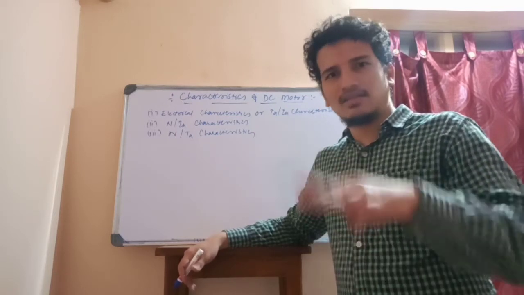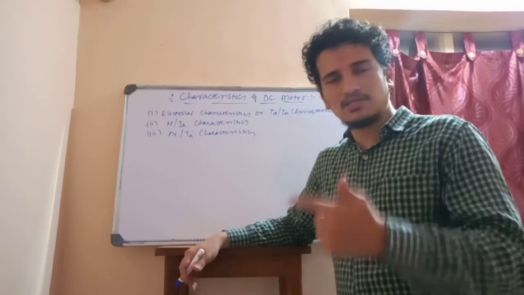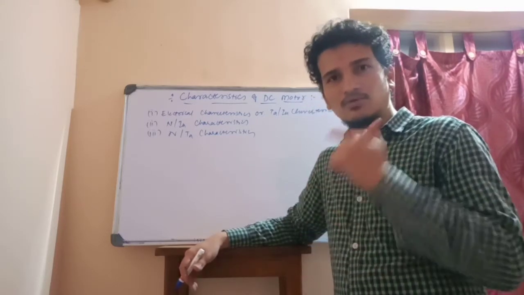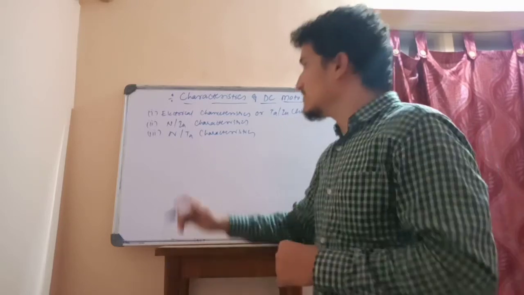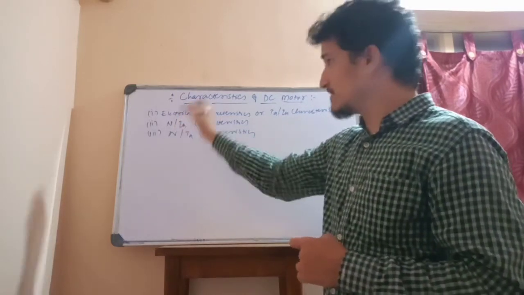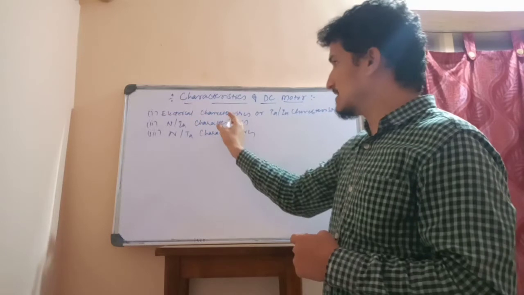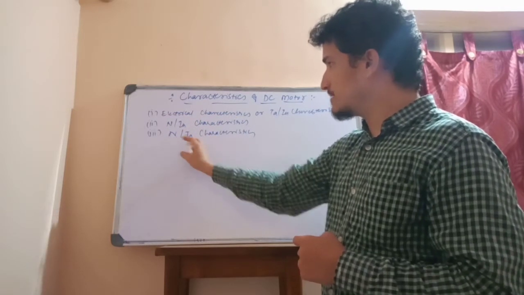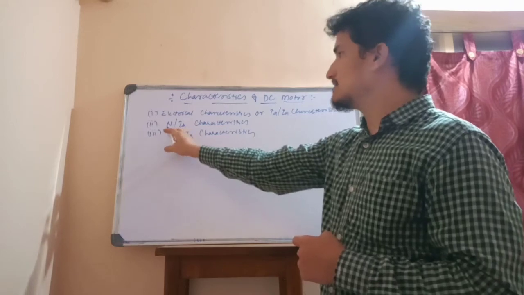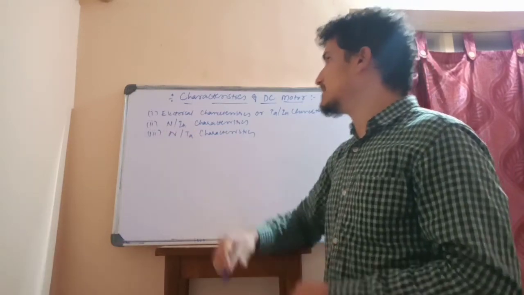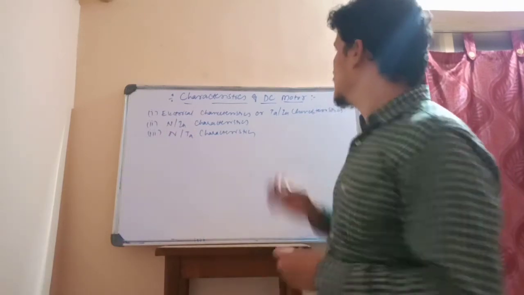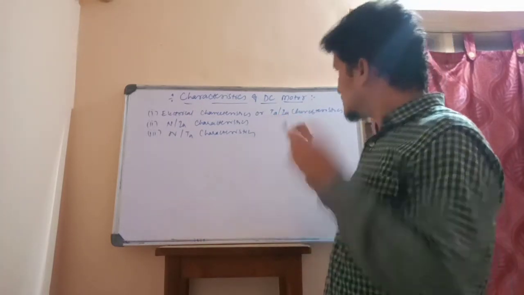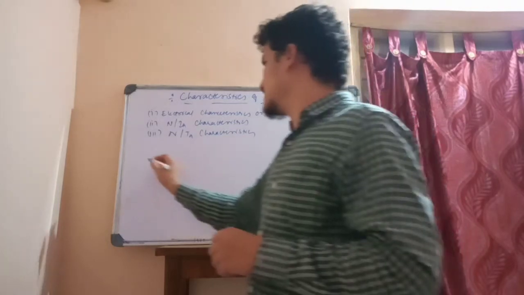So we have already seen three types: shunt type, series type and compound type. Now we shall learn about the shunt type DC motor characteristics. There are three classified characteristics: electrical characteristics and mechanical characteristics, that is speed versus torque characteristics, and the second one is speed versus current characteristics. So first we shall see the torque versus armature current characteristics.